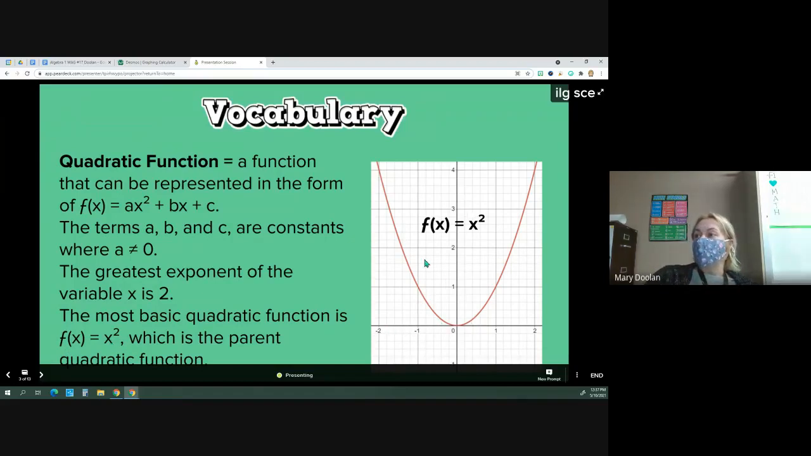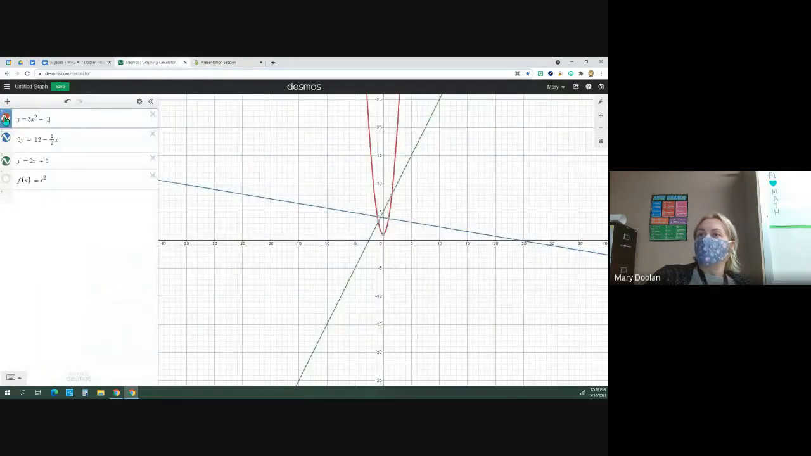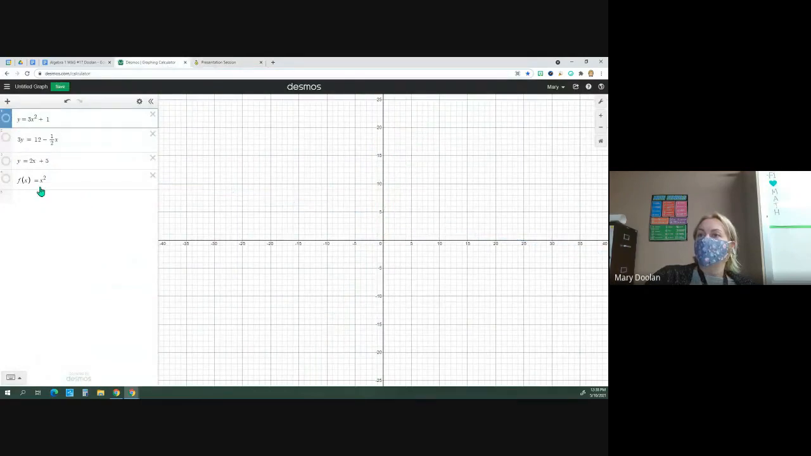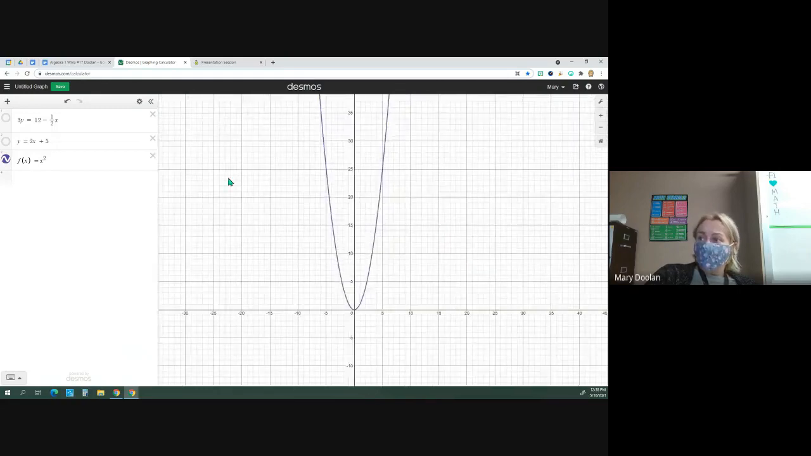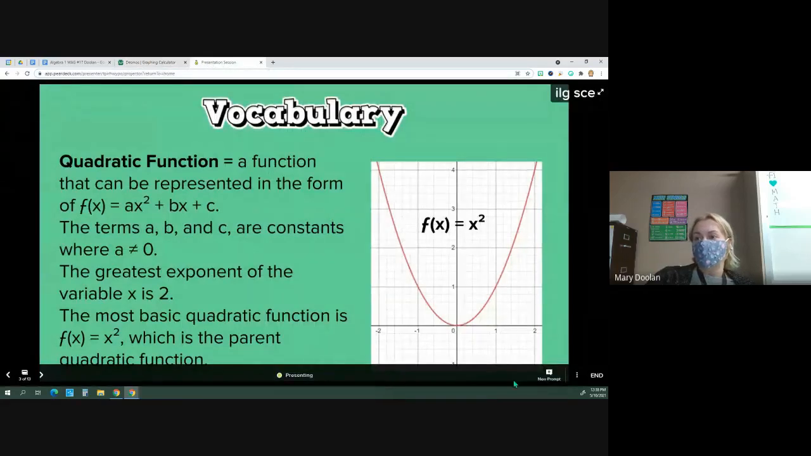And so this is a graph of f of x equals x squared. It's a parabola, okay? This point right here is called the vertex, and it's at 0, 0. If I look at it over here, okay, this is the same graph, f of x equals x squared. So you guys, we're going to be using the Desmos graphing calculator a lot again. So if you want to have it open, you can. Probably bookmark it somewhere so you can get to it quickly.